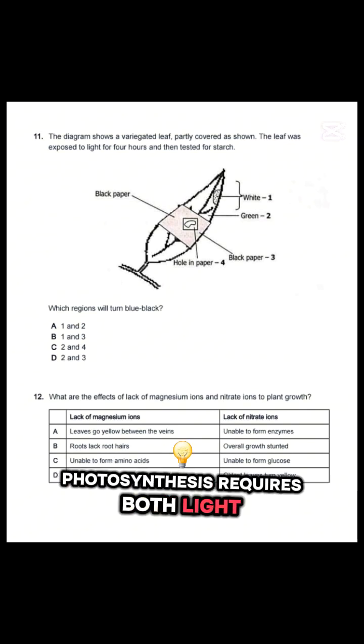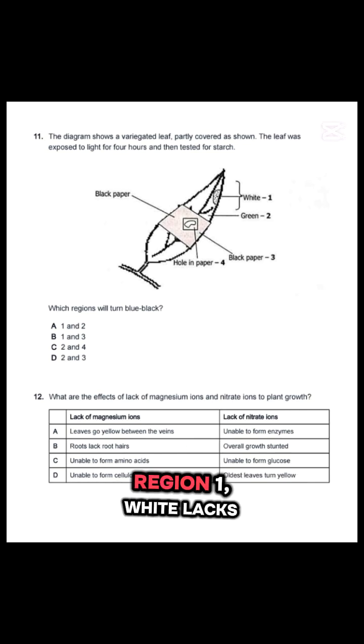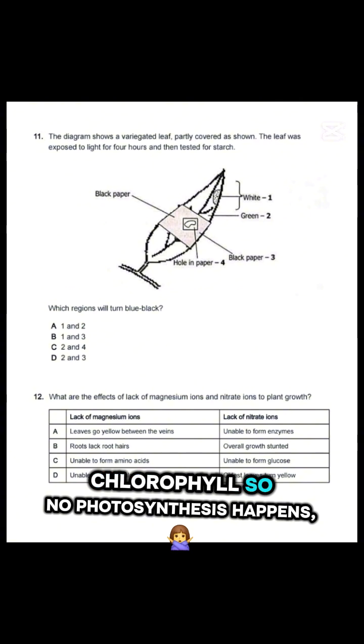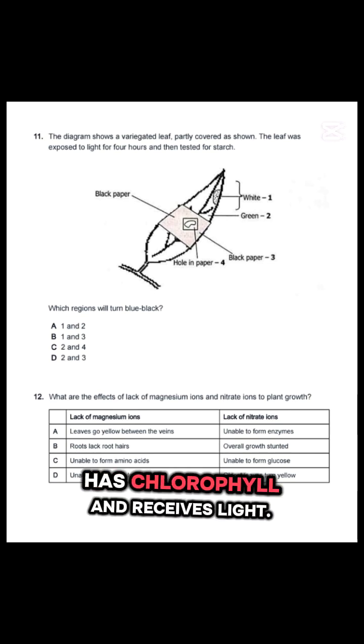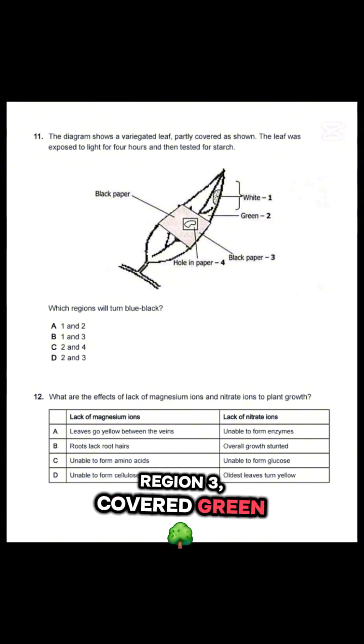Photosynthesis requires both light and chlorophyll. Region 1, white, lacks chlorophyll, so no photosynthesis happens. Stays brown. Region 2, green, has chlorophyll and receives light. Photosynthesis happens. Turns blue-black.